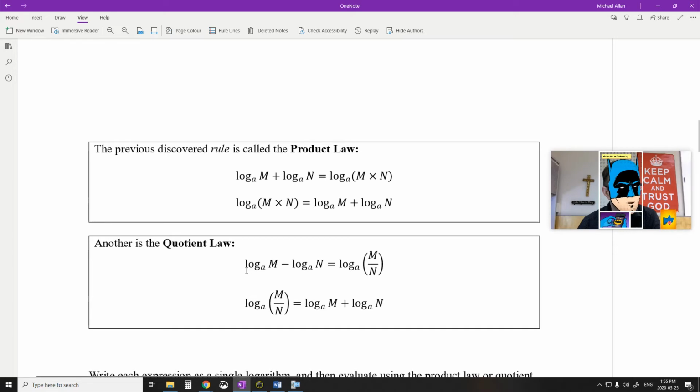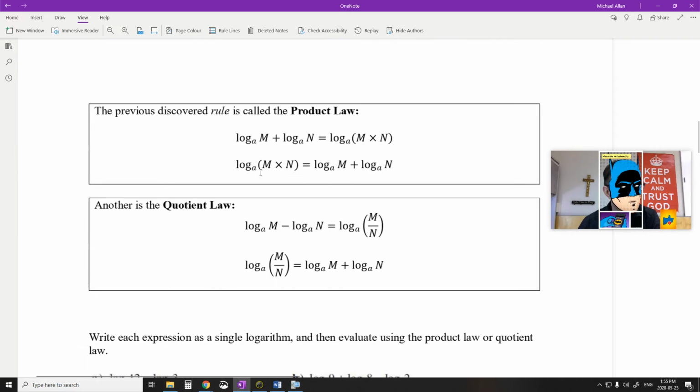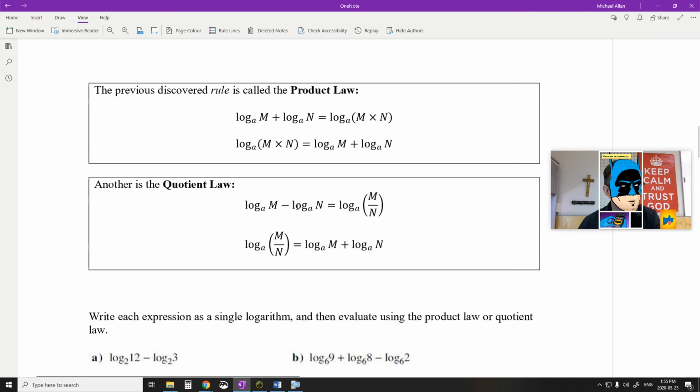So I'm not going to really worry too much about the proof of this, but you could verify it the same way. Take two numbers, subtract them, or a log of a number minus a log of a number. It's the same as taking those two numbers, rather than multiplying, dividing them. Now the order is very important here. Whatever's first is divided by the second, if there's a minus sign between them.